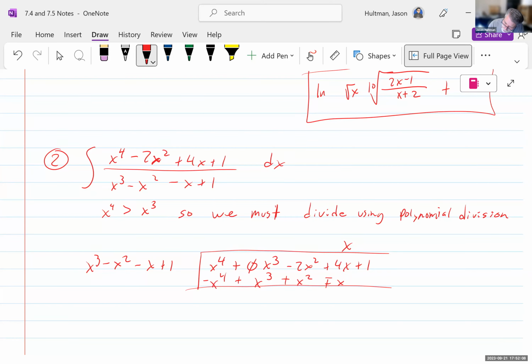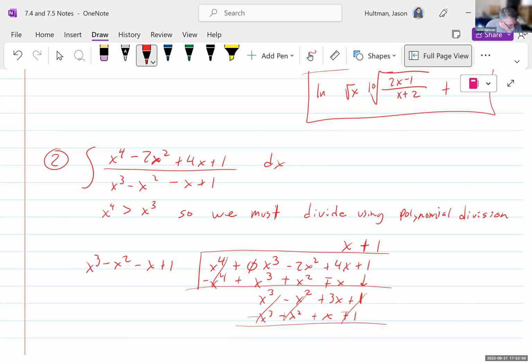Okay, so how many times does x cubed go into x cubed? It just goes one time, right? So 1 times this: x cubed minus x squared minus x plus 1. Again, change the sign and add. So subtract, add, subtract, and we get 0, 0, 0, and 4x. So this just becomes 4x.